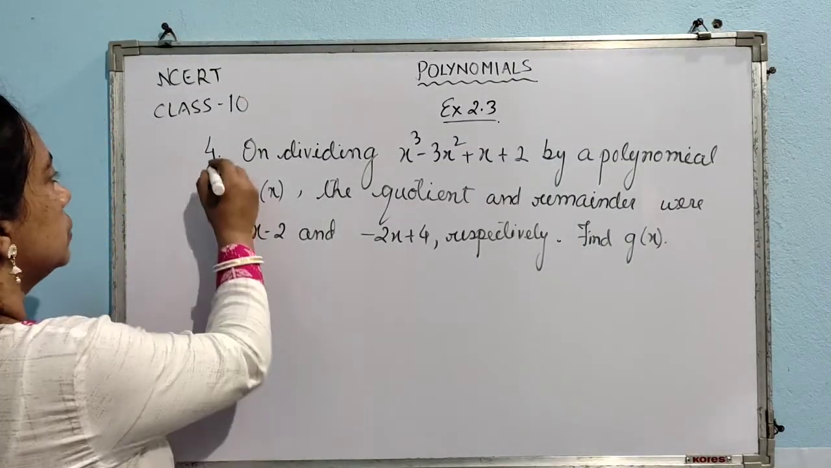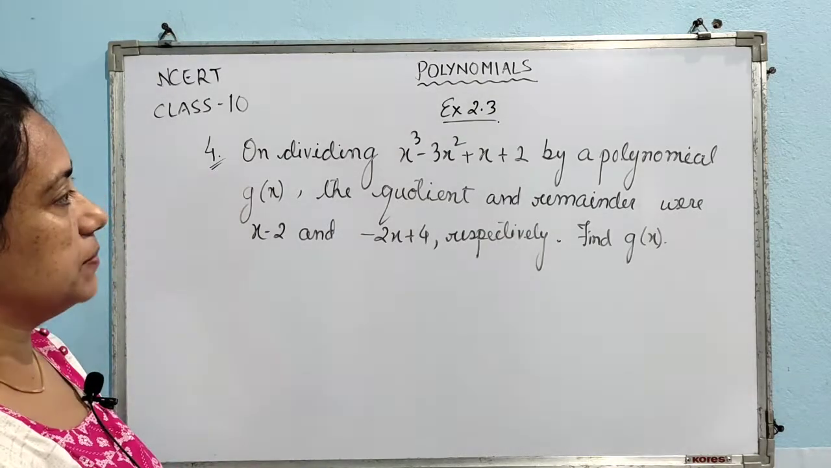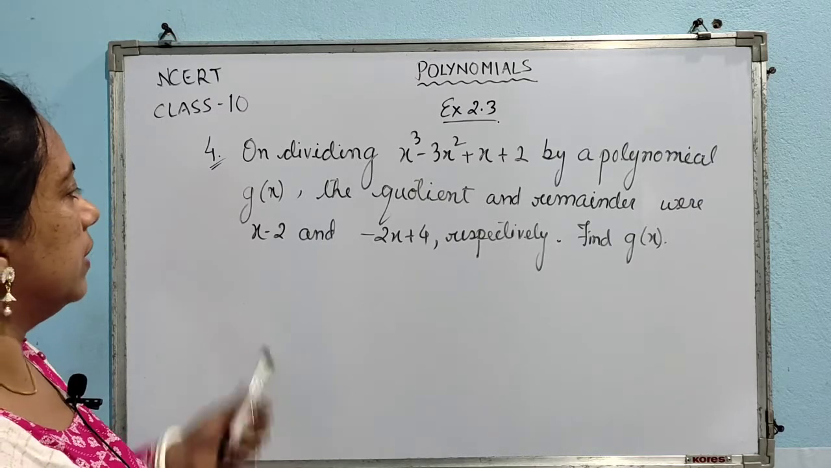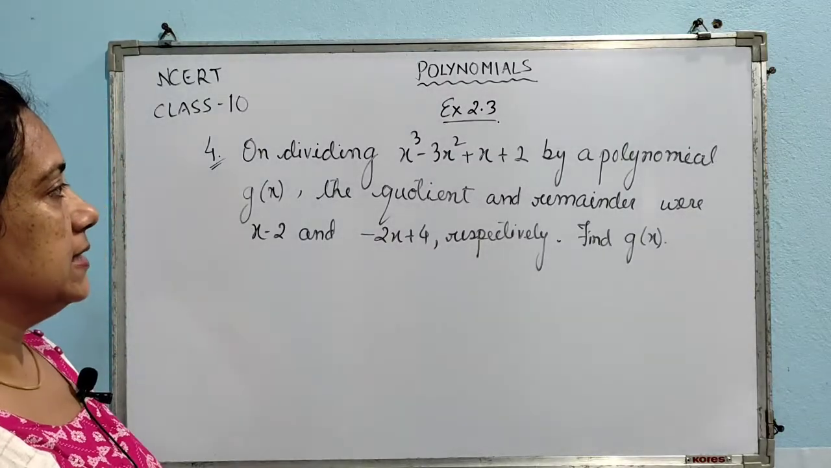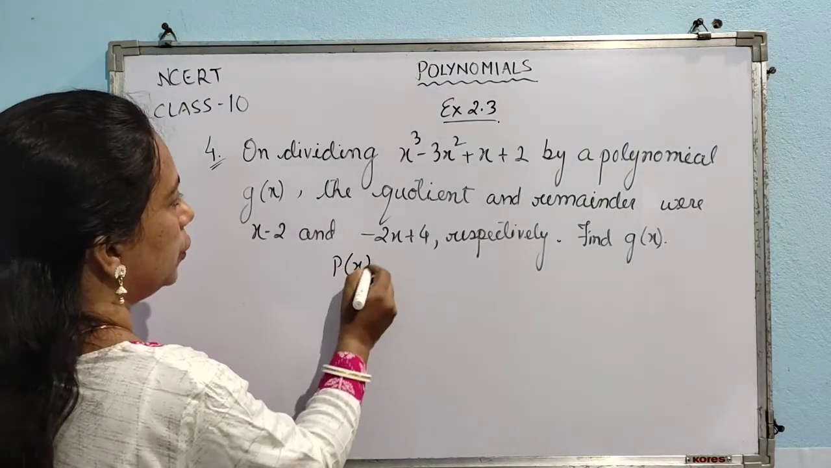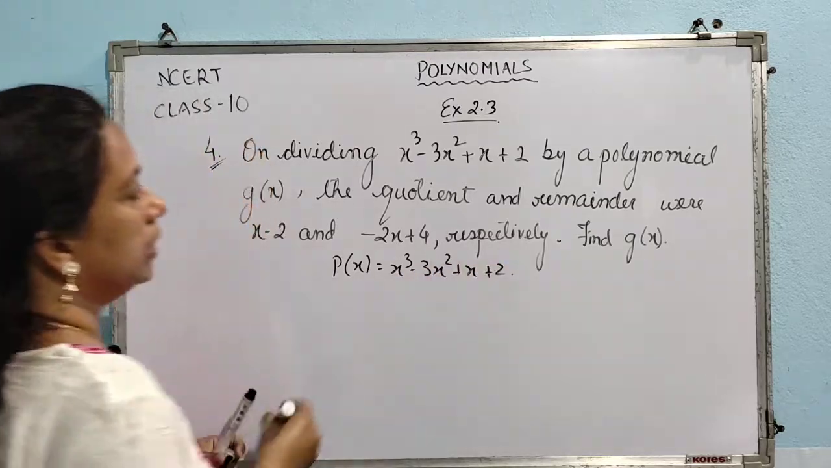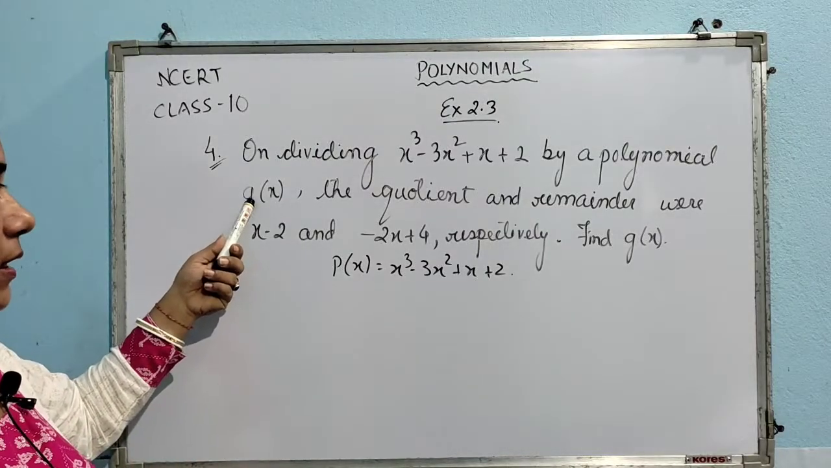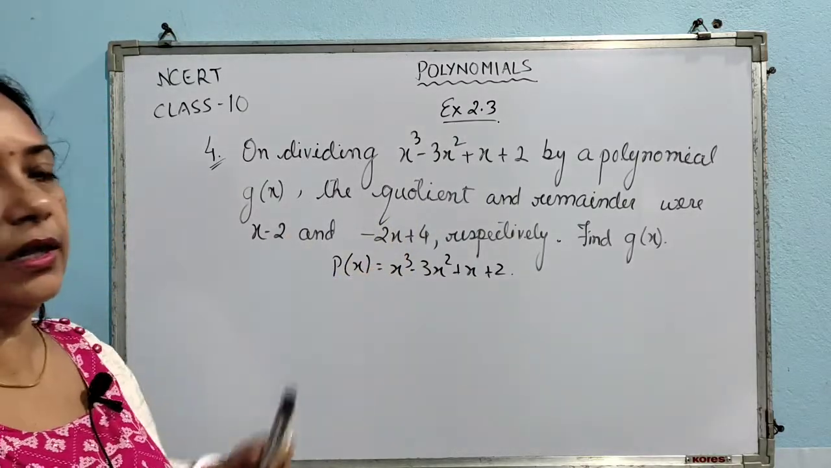So here is the next question, question number 4. On dividing x cube minus 3x square plus x plus 2 by a polynomial g of x, the quotient and remainder were x minus 2 and minus 2x plus 4 respectively. Find g of x. See, this is our polynomial. If I consider this polynomial to be p of x, x cube minus 3x square plus x plus 2, it is being divided by another polynomial g of x, and after dividing we get the quotient to be this one and the remainder to be this one.